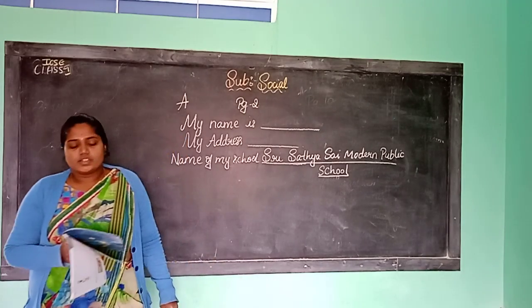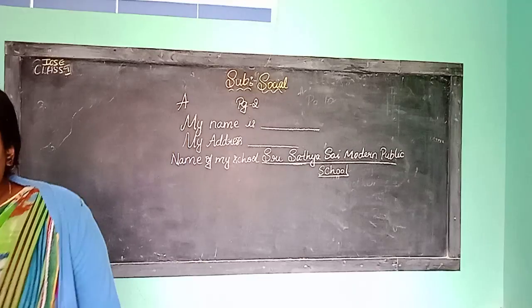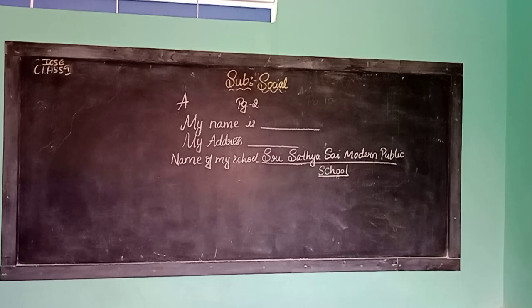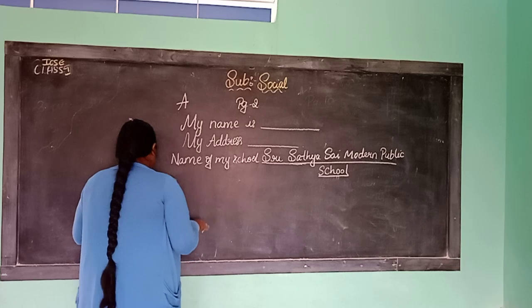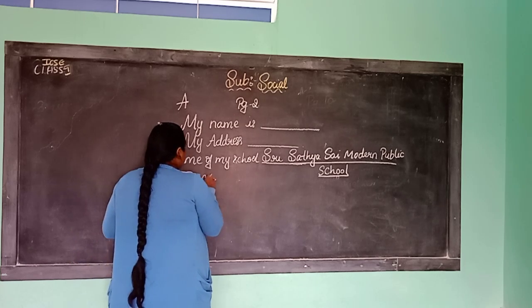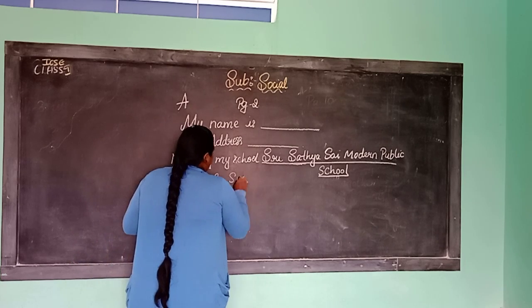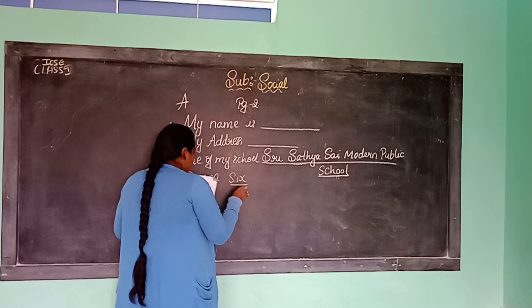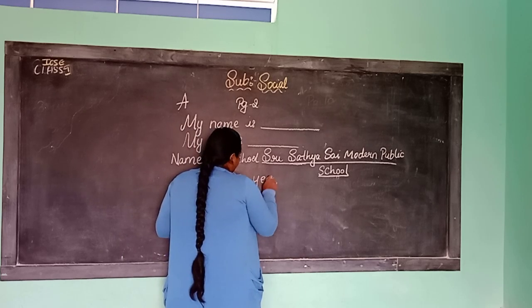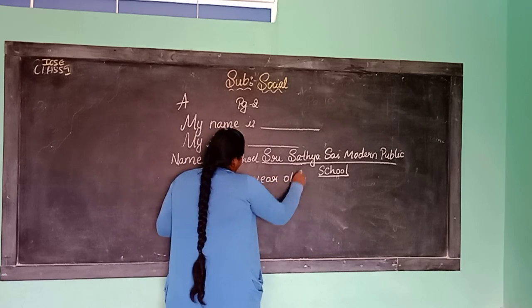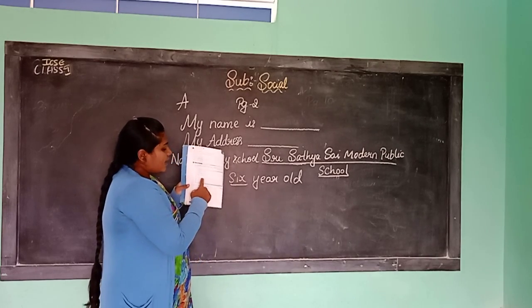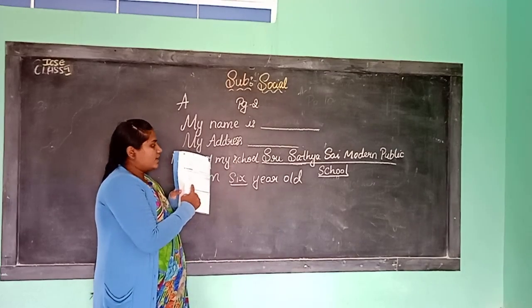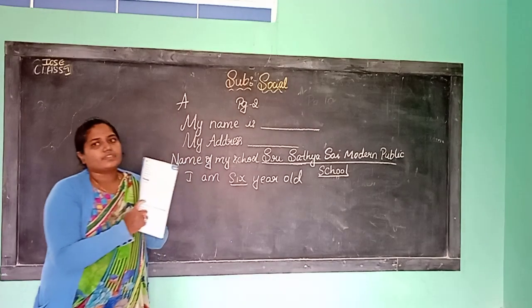Finished. Next, I am dash years old. How old are you? 6 years. I am 6 years old. In the dash, you have to write 6. See, children, here the dash is on the 4th line. In the dash, you have to write 6. S-I-X, 6.